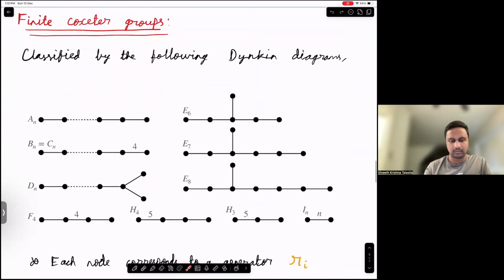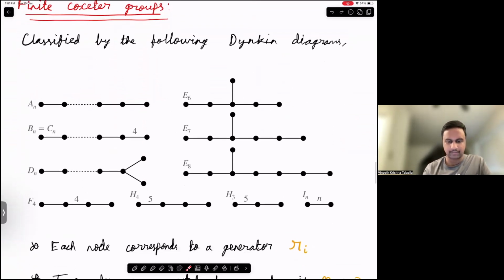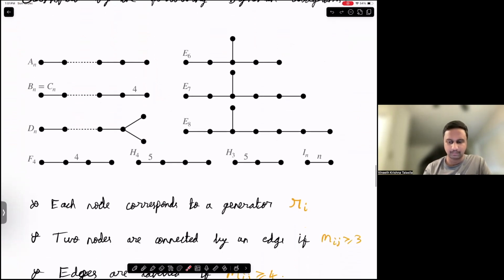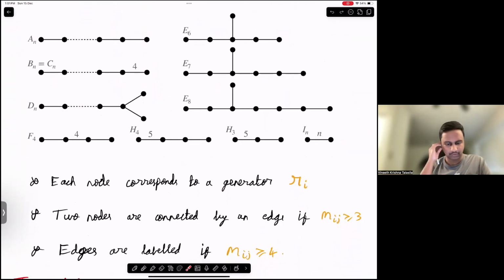And the finite Coxeter groups are classified based on the following Dynkin diagrams. And the way to read these diagrams is that each node here corresponds to a generator R_i, and two nodes are connected by an edge if M_ij, the corresponding matrix element, is greater than or equal to 3. And the edges are labeled by the number if the value is greater than or equal to 4.